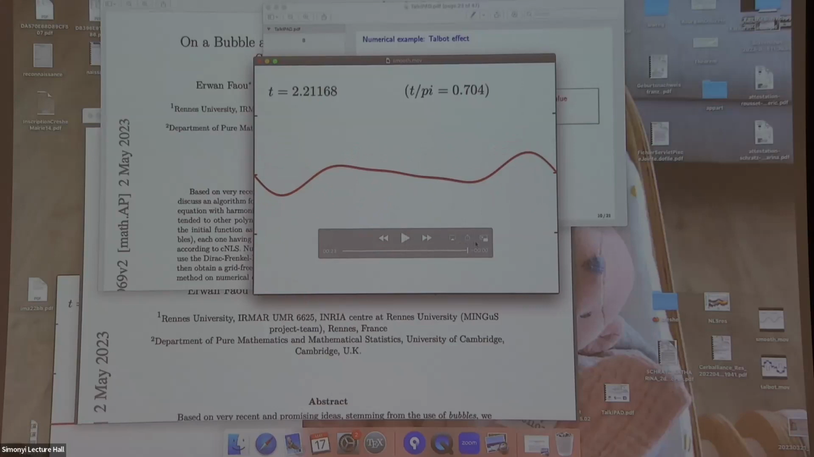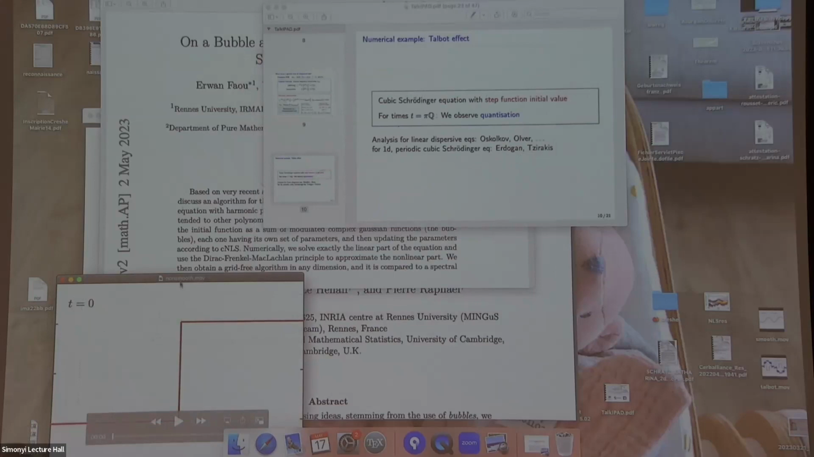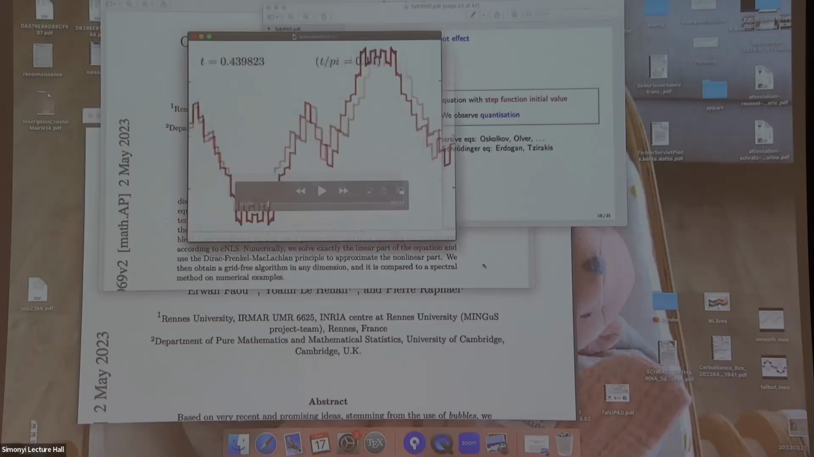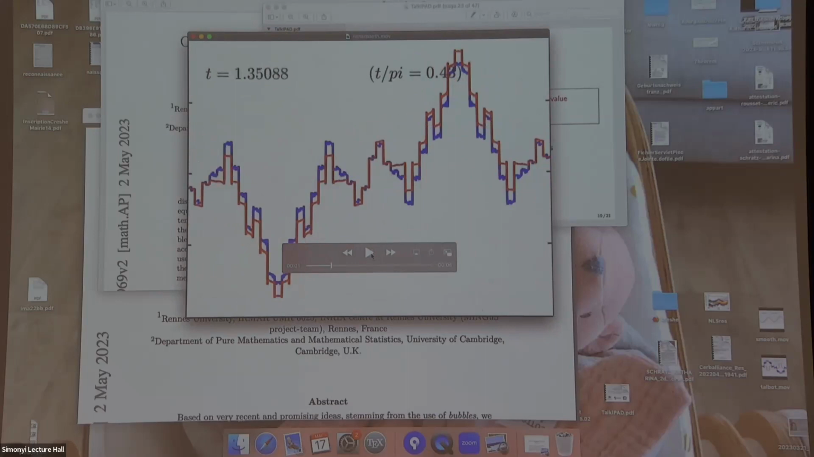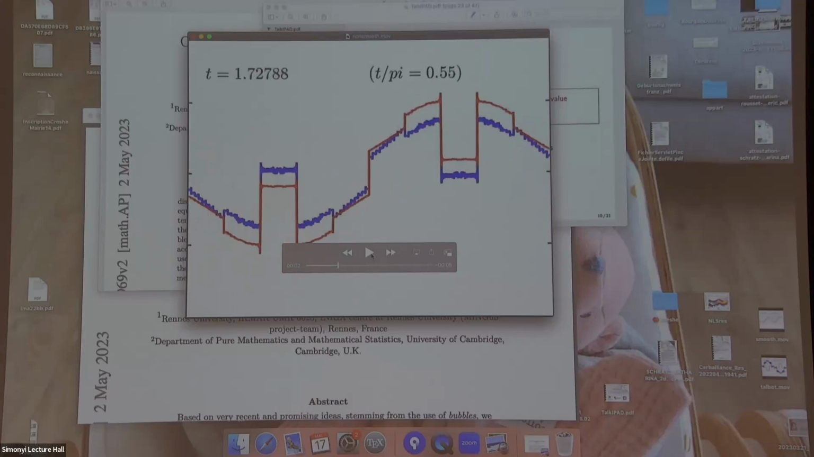But then when you look at rough data, for instance, if you start with the step function initial value, then you really see a difference. And this is very interesting, I think. You really see that for certain time steps, and this you can also prove for certain PDEs, you see this quantization in the solution. And then the question is, of course, in how far can you reproduce this quantization numerically?